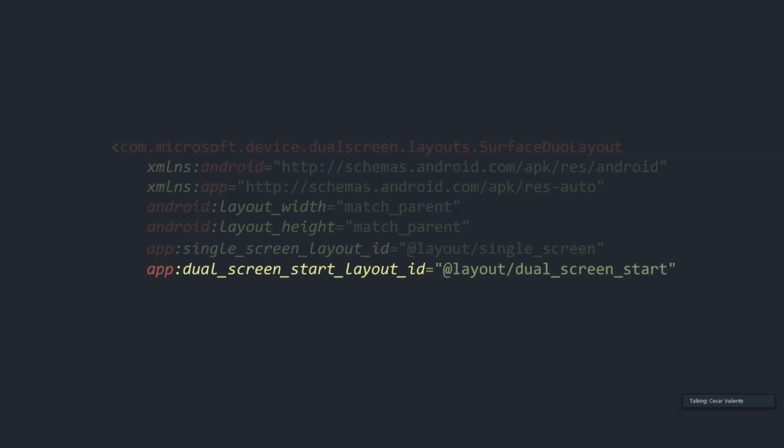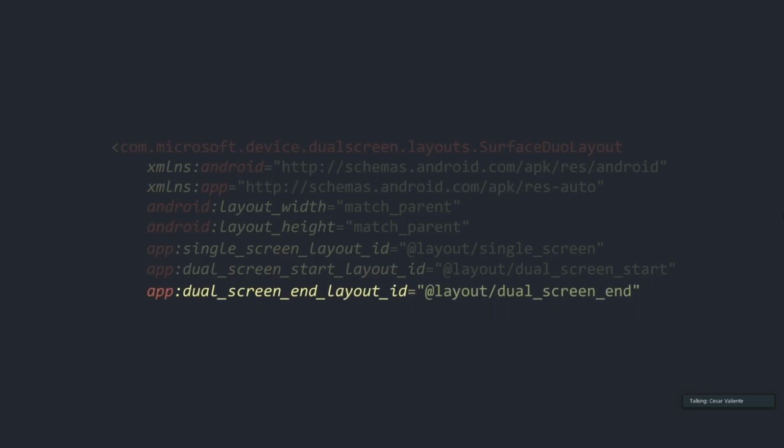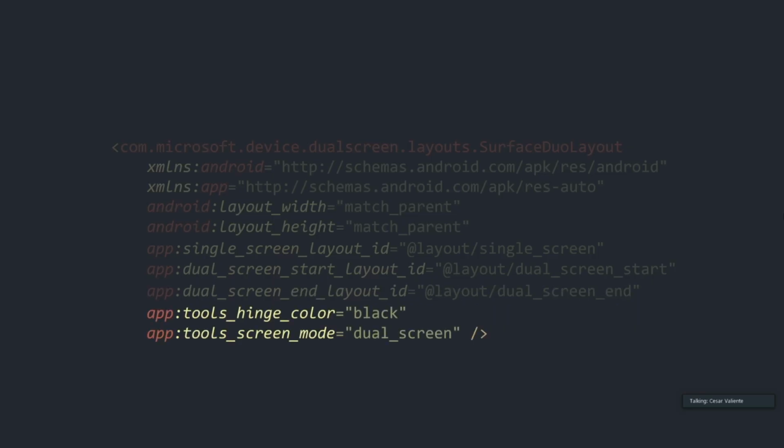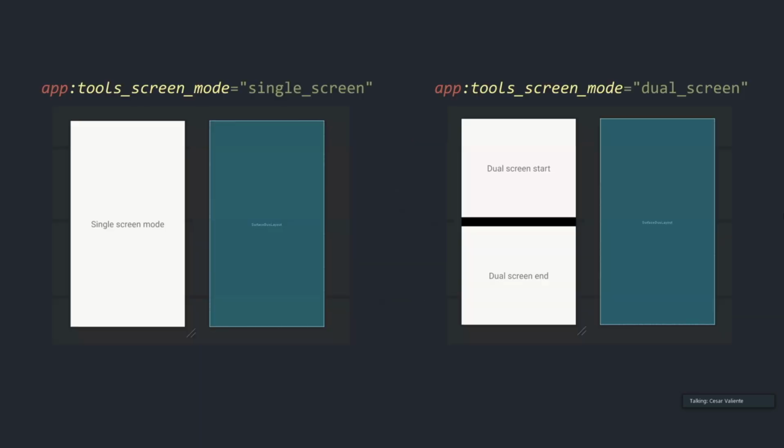And then when our app is in span mode, here we define the layout that is going to be used for the started screen, left screen, and then the layout that is going to be used for the end screen. Also, we provide a set of attributes in order to help you in the design view. So for instance, here, tools screen mode, single screen, you can see that the layout displayed is the one that you set up as for single screen mode.